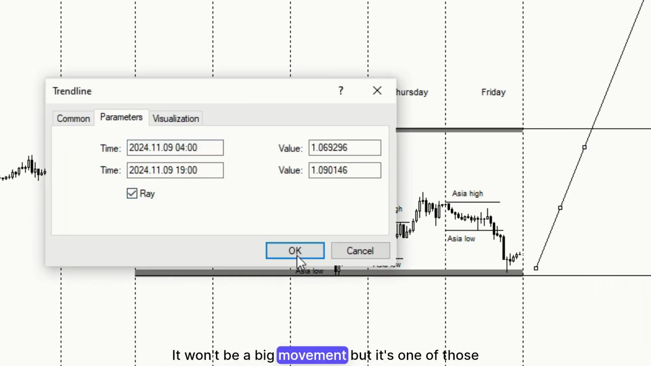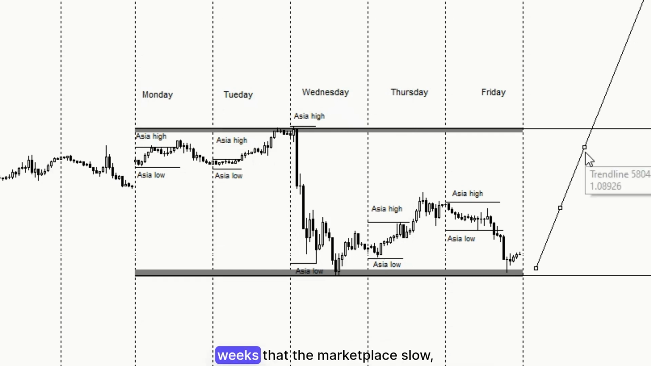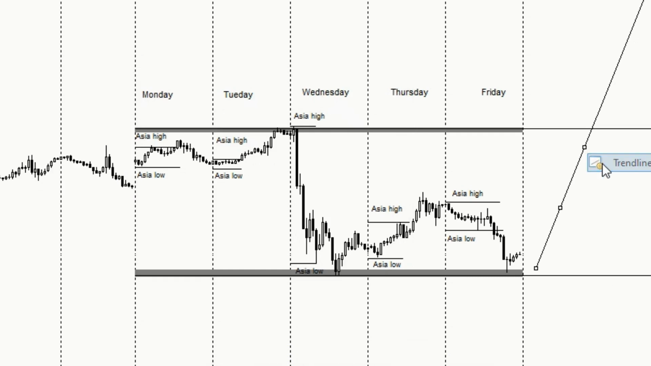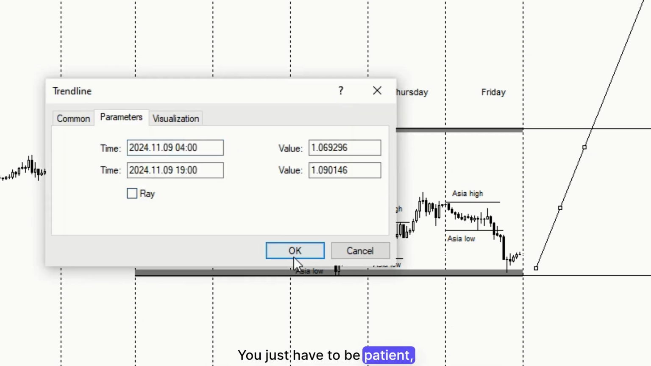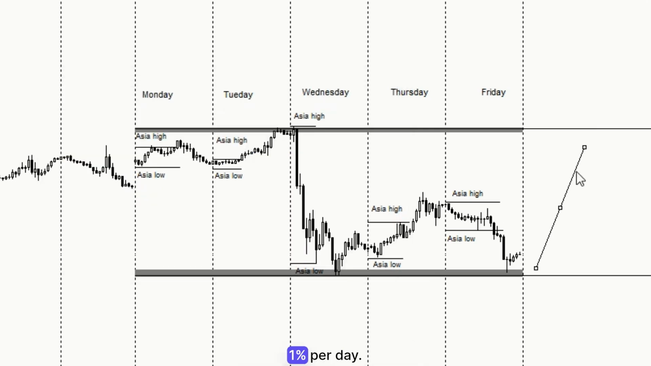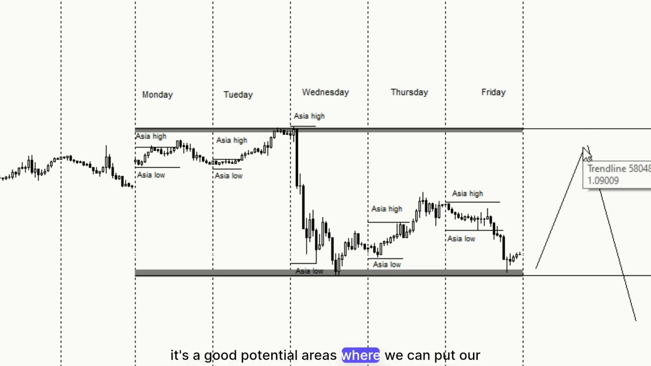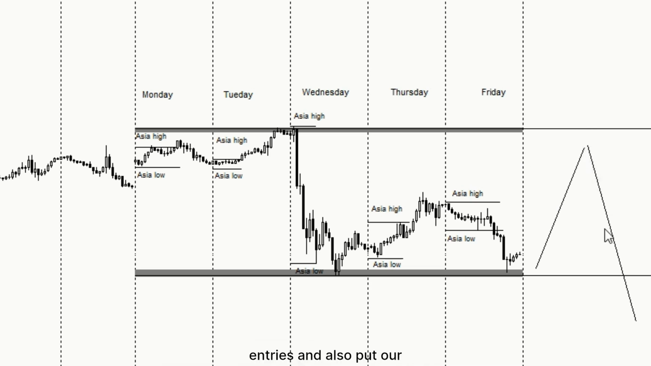It won't be a big movement, but it's one of those weeks that the market plays slow. You understand? You just have to be patient, accumulate little by little, 1% per day, then you can make money as time goes on, until we wait for this rally again. So all I can see around this zone is a good potential area where we can put our entries and also put our take profit here. You understand? So we just have to wait for next week and see how the market plays.